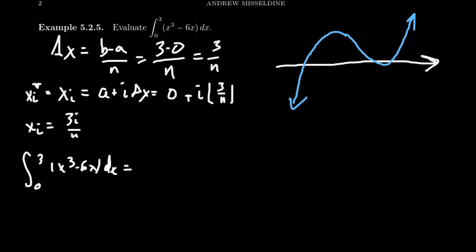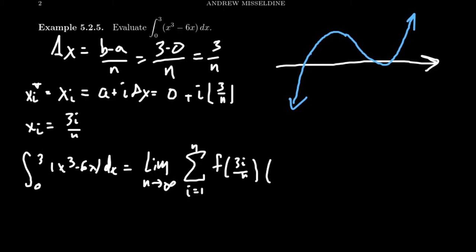This right here is going to equal the limit as n goes to infinity. We take this sum. It's the Riemann sum where i goes from 1 to n here. We're going to then take f of xi, so f of 3i over n, and then we times that by delta x, which is itself 3 over n, right? And of course, it probably goes without saying here, but when we talk about the function f here, we're talking about x cubed minus 6x.